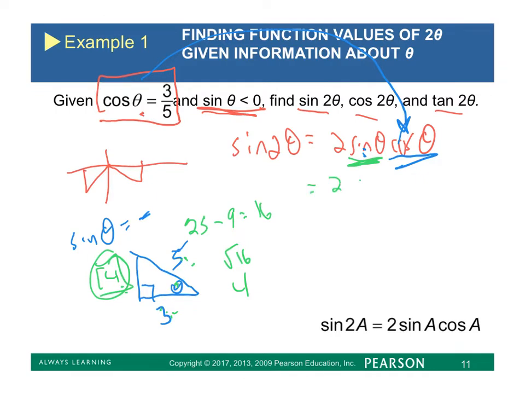Sine is 4/5. Don't forget it was negative in that quadrant. And cosine was 3/5. So that gives me a negative 24 over 25.